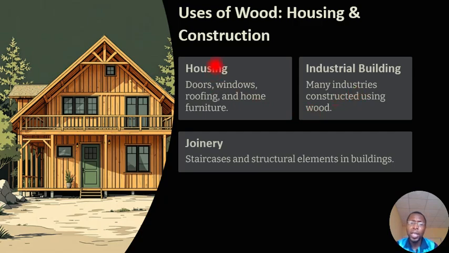Aside from housing, we could use wood in industry, from building industries. So many industries make use of wood in constructing some of their structures. And lastly, we use wood for joinery. Joineries are the staircases that we climb. Of course, most of the staircases we have today are made up of cement, right? But we also have staircases that are made up of wood. Okay, so these are the areas of applications of wood materials.